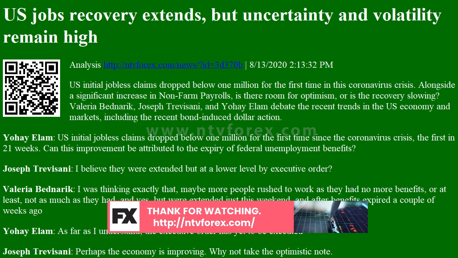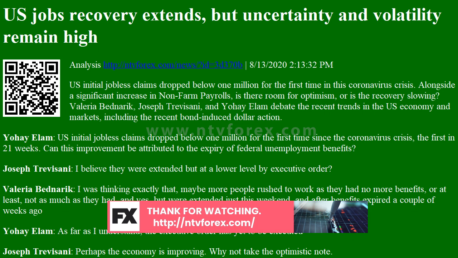Yohai Elam: Around 70% of the US economy is centered on consumption if I'm not mistaken. Valeria Bednarik: Wow, quite a number. Joseph Trevisani: Yes, that is the usual figure. Yohai Elam: That should be a big market mover, but so many other figures have failed to move currencies. And then came this yield roller coaster out of nowhere. Joseph Trevisani: In May and June, overall retail sales doubled forecasts. 25.7% vs 13%. Yohai Elam: Small increases are expected for July's retail sales.